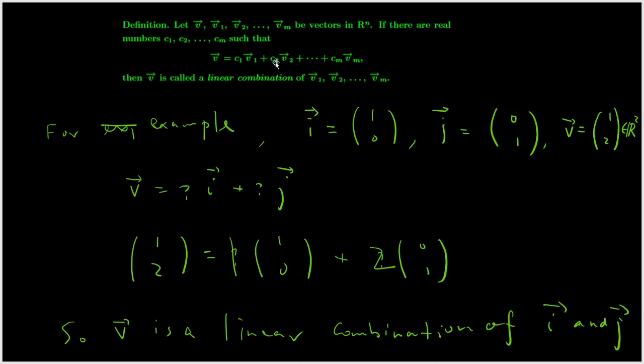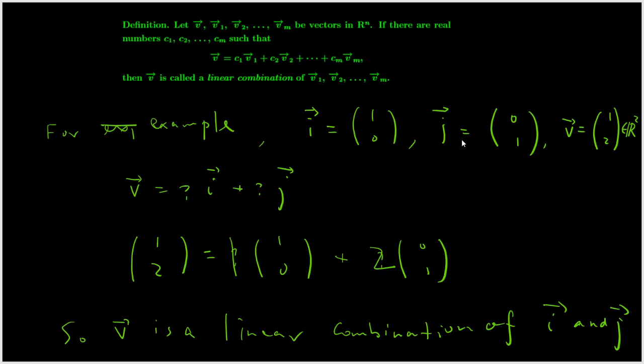Now let's go back to the definition. I'm trying to tell you the meaning of the definition. Now look at the definition. You imagine the vectors v1, v2, up to vm are the vectors I and J. You imagine the vector V is the vector 1, 2 with two components 1, 2. We say V is a linear combination of v1, v2, up to vm. We say V is a linear combination of I and J.